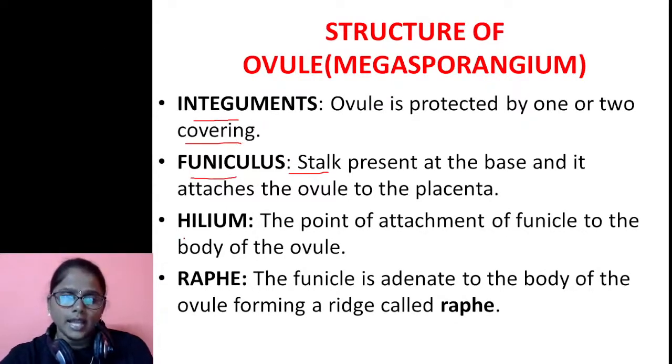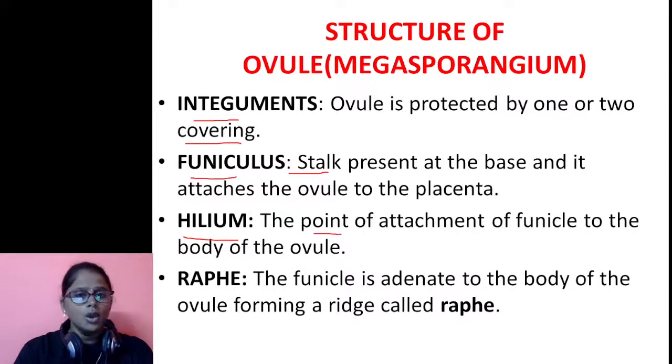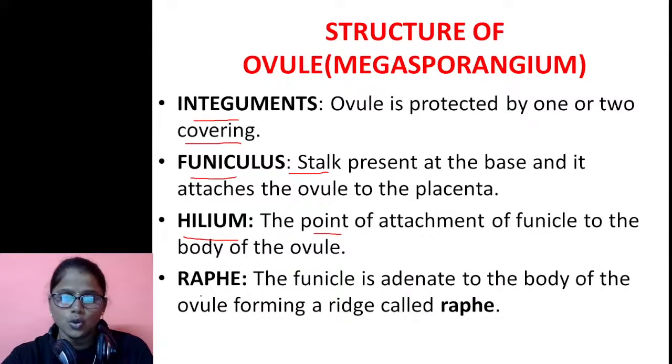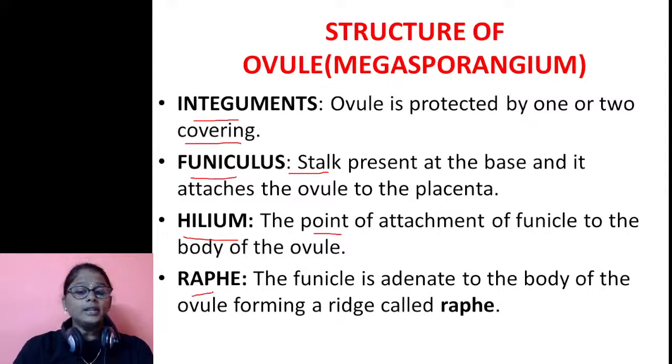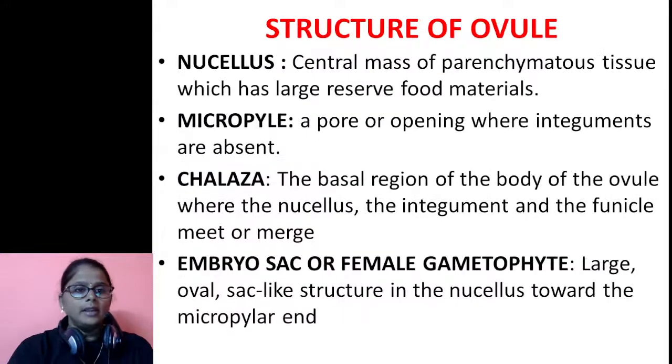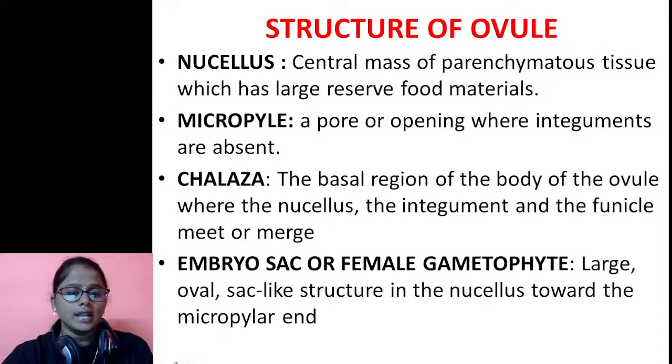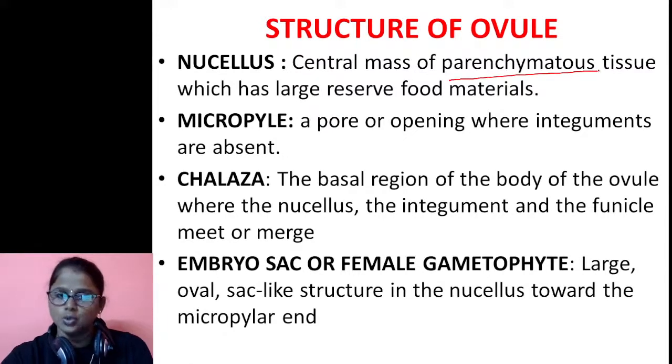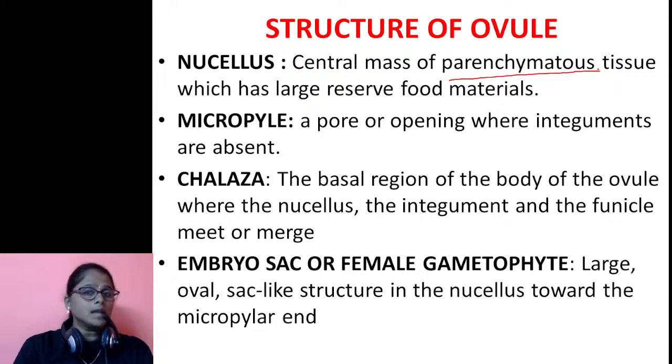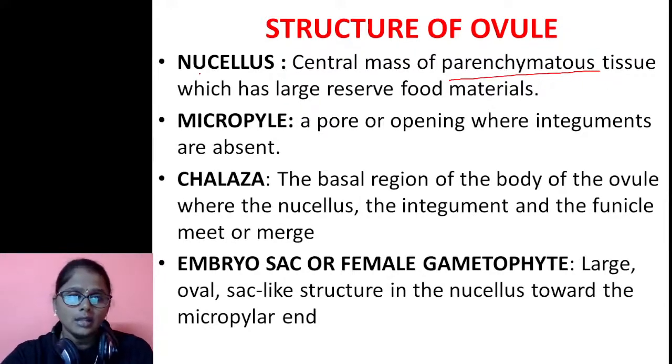And we said the hilum is the point where the funicle is being attached with the ovule. And raphe, I told you that the funicle is adnate to the body of the ovule that forms a ridge-like structure which is called the raphe. And nucellus, I told you, that is actually the central mass of parenchymatous tissue. What is the name of the tissue? They may be asking you in a one-word question. So parenchymatous tissues are the nucellus.